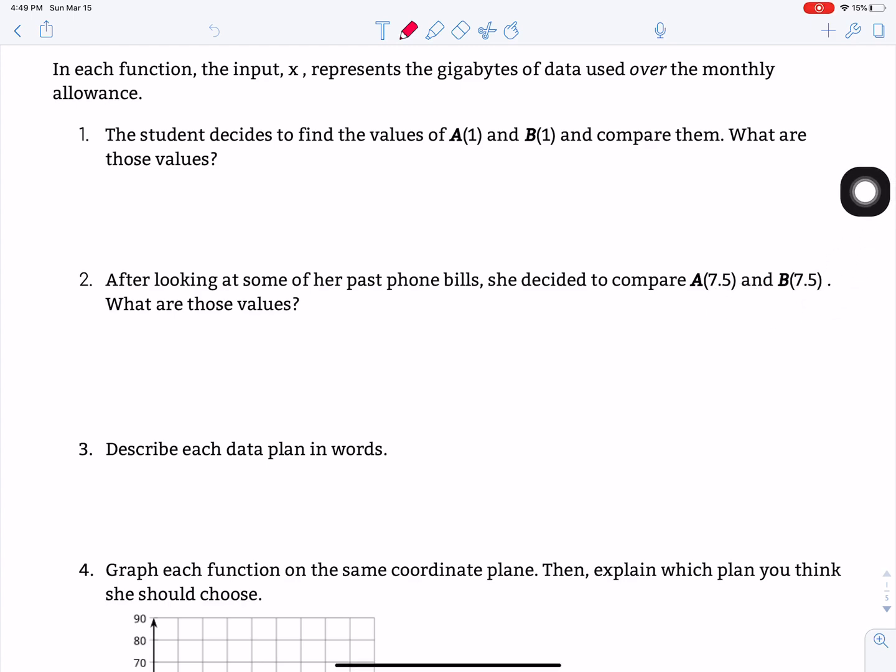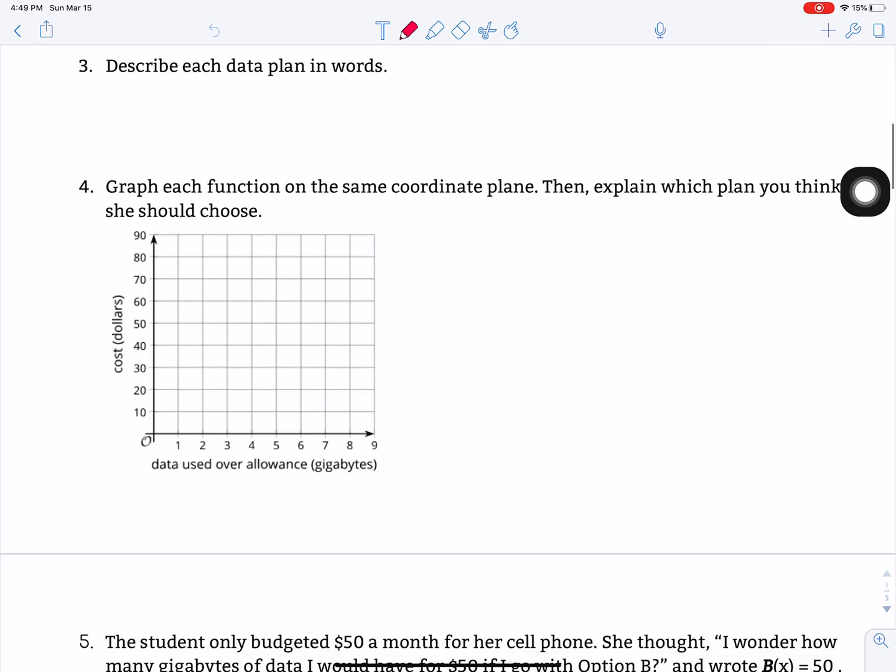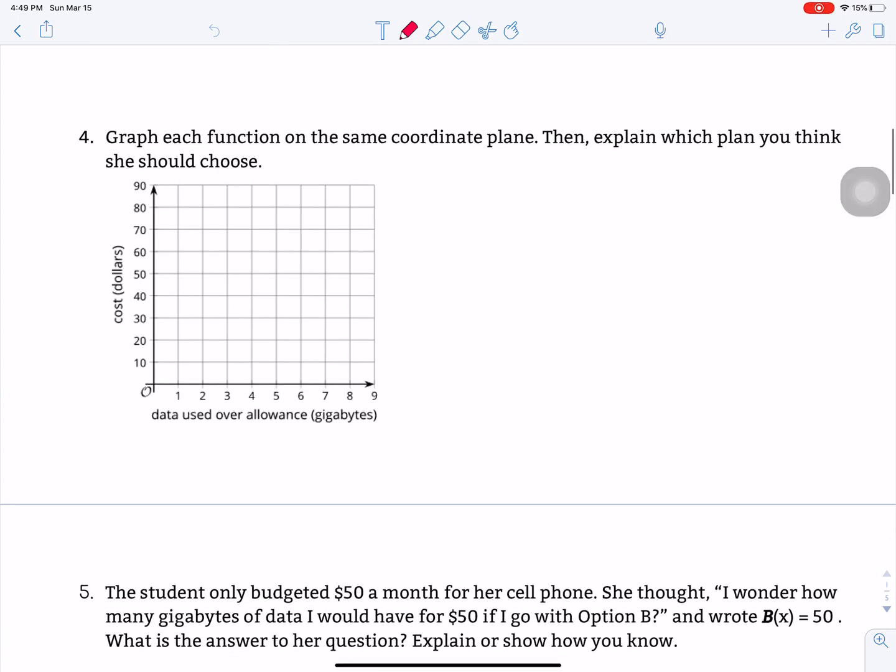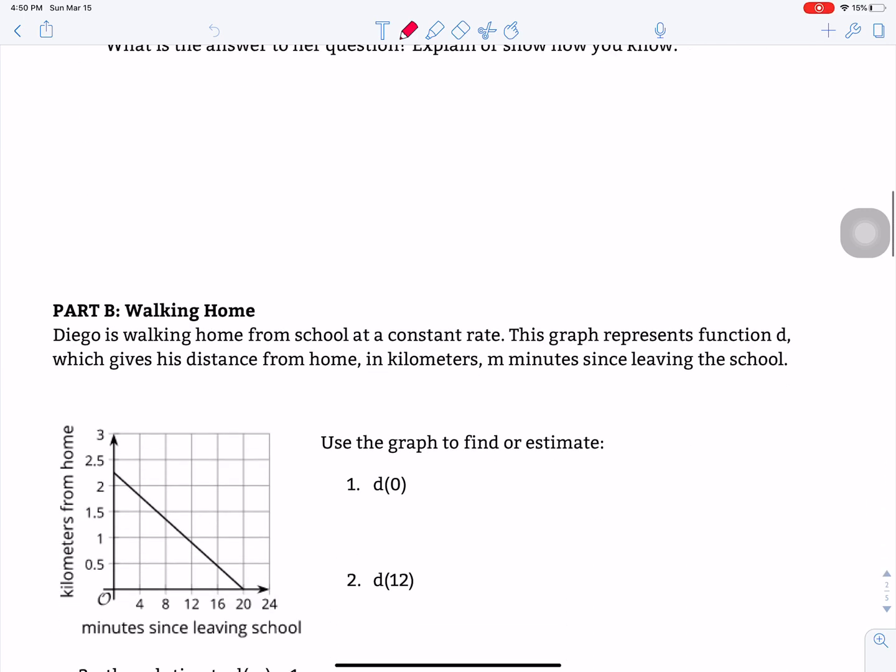And then 3, describing what's going on and graphing those different functions, making sure that you're explaining which plan you think she should choose. Give some reasons why. Don't just say, I think it should be plan A or I think it should be plan B, but give very specific reasons why you would pick that particular plan.